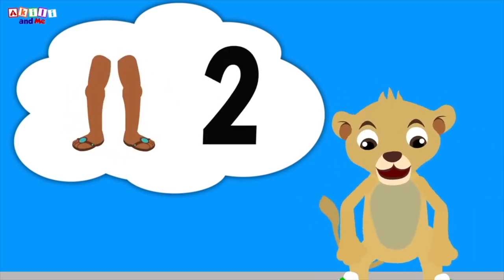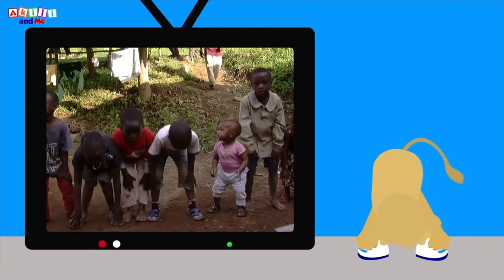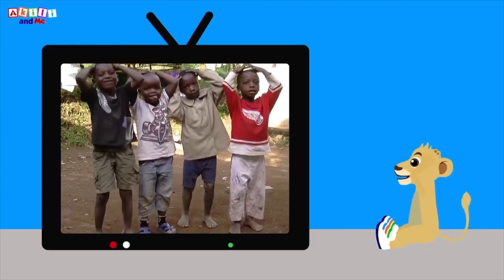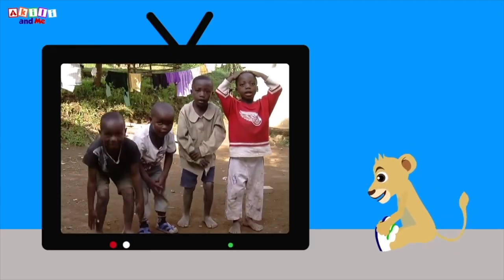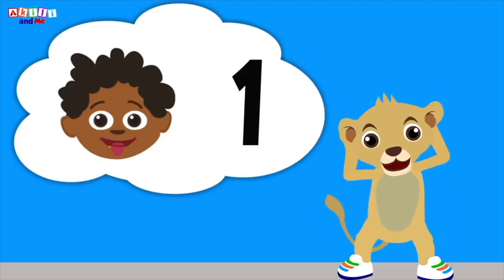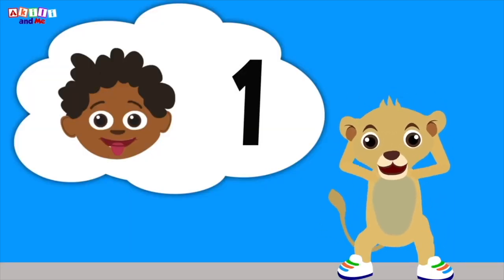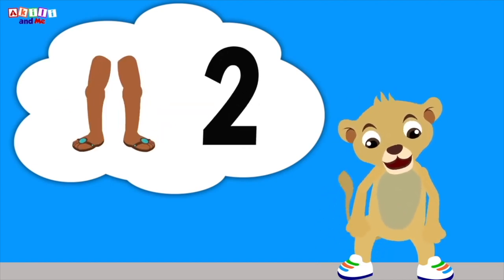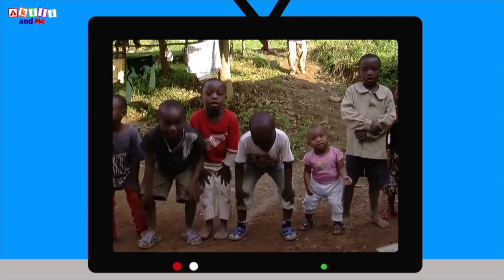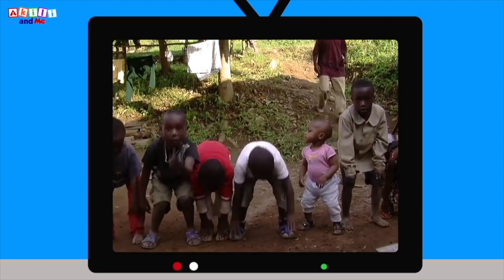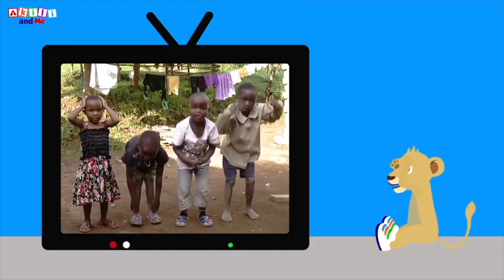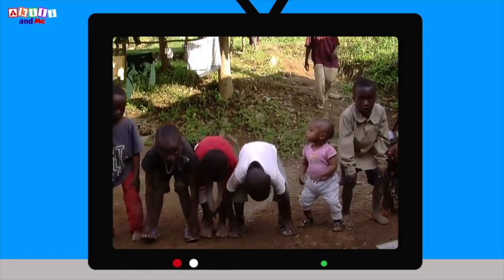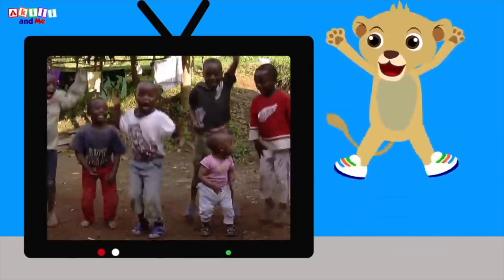Touch your head, touch your legs, touch your arms, touch your toes, touch your toes. Touch your arms, touch your legs, touch your head, touch your toes, touch your toes. When I say touch your head, touch your head. When I say touch your arms, touch your arms. When I say touch your legs, touch your legs. When I say touch your toes, touch your toes. Touch your head, touch your head, touch your toes, touch your toes.